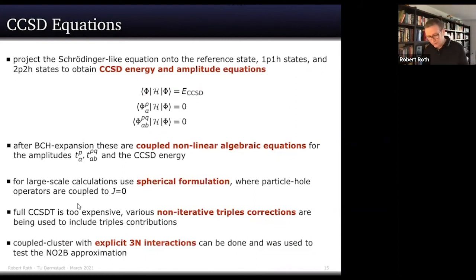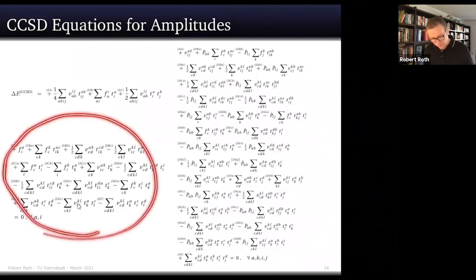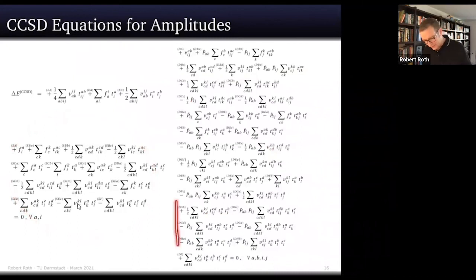And just to give you a more realistic picture, this looks nice, but if you work these equations out to the level that you see the little t amplitudes and see the matrix elements of the Hamiltonian, it looks like this. So these are the coupled cluster CCSD equations. This is the equation for the singles excitations. This is for the 2 particle 2 hole excitations, and this is the energy equation. And you don't have to read that. Probably you cannot even read that via Zoom.